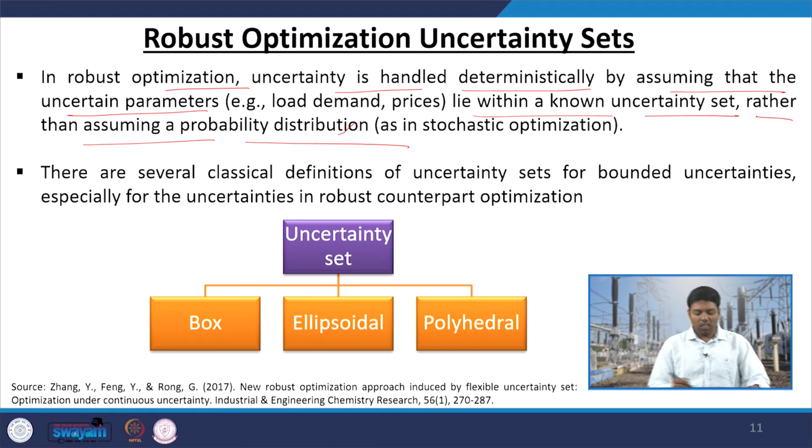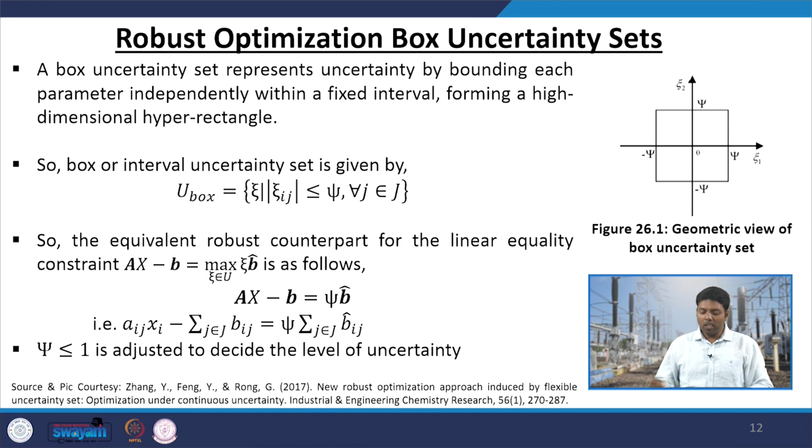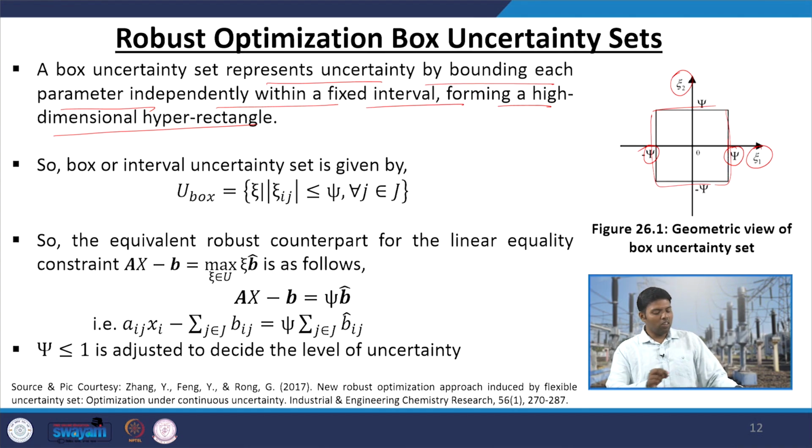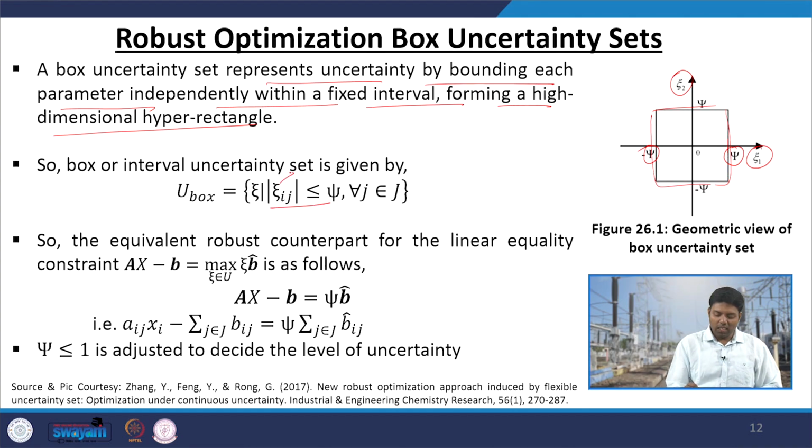Okay. So there are several classical definitions of uncertainty sets, and these are box, ellipsoidal or polyhedral. What is box uncertainty? A box uncertainty set represents the uncertainty by bounding each parameter independently with a fixed interval, forming a high dimensional hyper rectangle. That means if you have two uncertainties zeta 1 and zeta 2, then you will give a box in their graph which has a maximum of xi. So the maximum level of your box constraint says that this zeta value can take a maximum xi value for all your uncertain parameters.